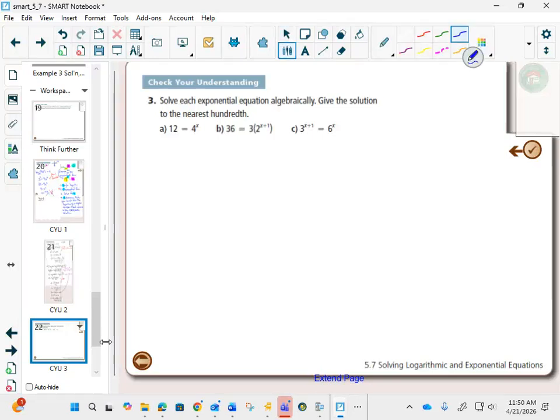The main method that we've been using, it's not the only method, but the main method that we've been using when solving an exponential equation, is we take the log of both sides. So how do I know it's an exponential equation? The x is in the exponent. Why do I take the log or natural log of both sides?